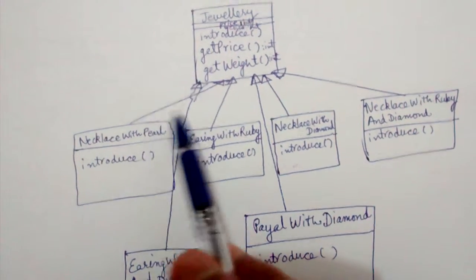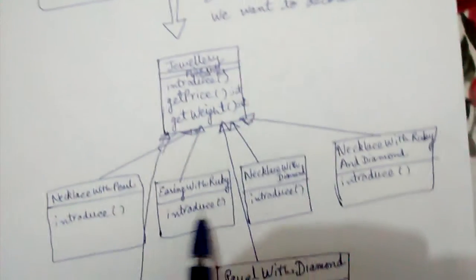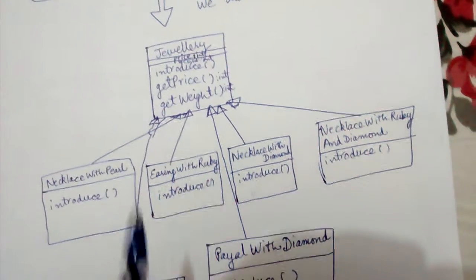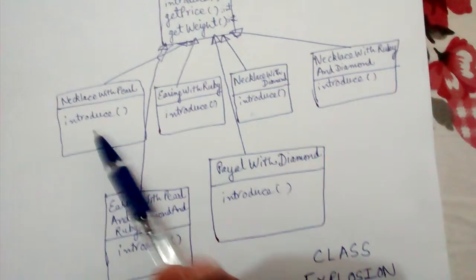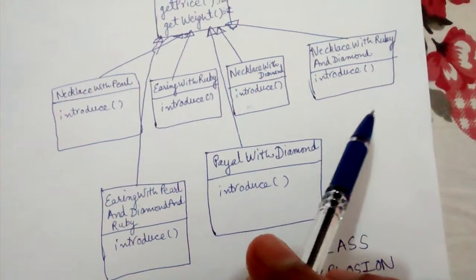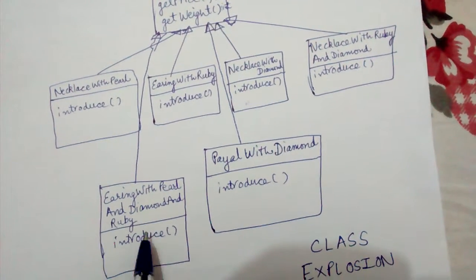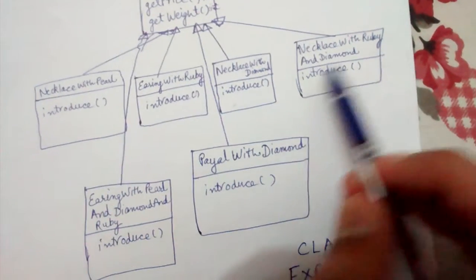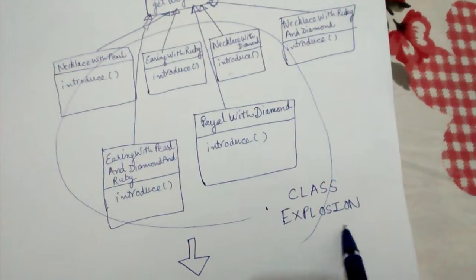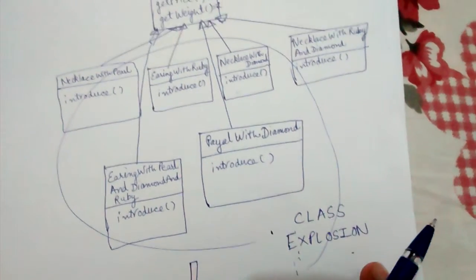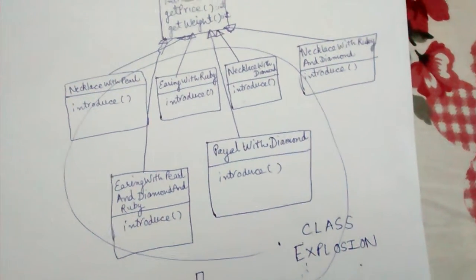So necklace with pearl. Earlier we had a plain necklace, now we have a necklace with pearl class. Then an earring with ruby. So ruby, pearl and diamond are various decorators, and we just have different classes. So earring with pearl and diamond and ruby, payal with diamond, maybe necklace with ruby and diamond. So this is clearly a class explosion kind of scenario. Lot of source code, increase in lines of code, hard to maintain and whatnot.